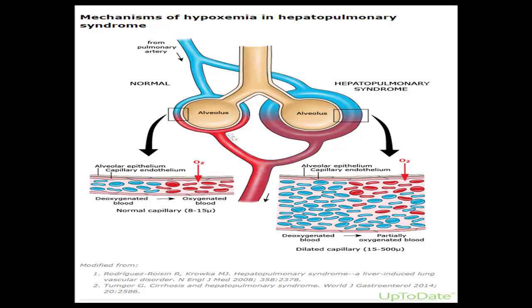So this is the mechanism of hypoxemia in hepatopulmonary syndrome. What happens is basically there is dilatation of the capillaries around your alveoli, and what is important is you should remember the size of the capillaries. Normal is 8 to 15 microns and dilated is more than 15, can be 500. What happens is there is partially oxygenated blood. Because of the increase of the width, oxygen is not able to reach the RBCs on the other end. And this size is important because we need to discuss the diagnostic parameters now.